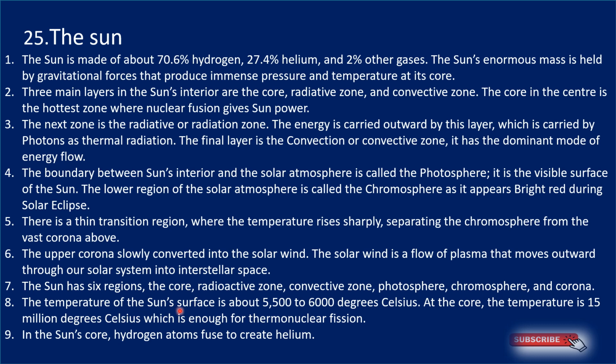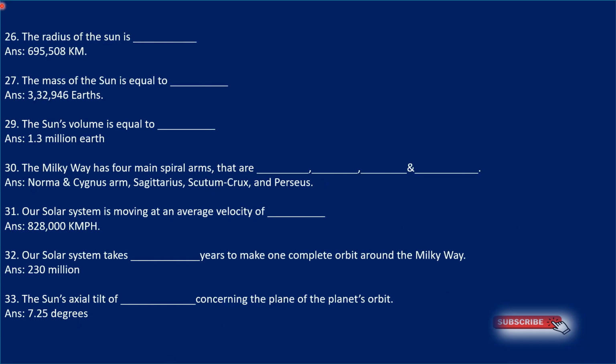The temperature of the Sun's surface is about 5,500 to 6,000 degrees Celsius. At the core, the temperature is 15 million degrees Celsius, which is enough for thermonuclear fusion. In the Sun's core, hydrogen atoms fuse to create helium. See, very important points about the Sun.